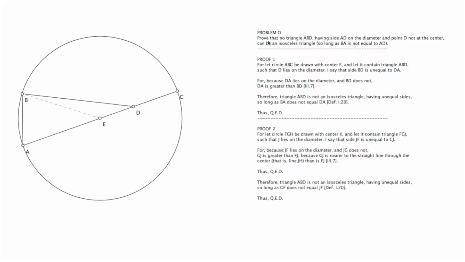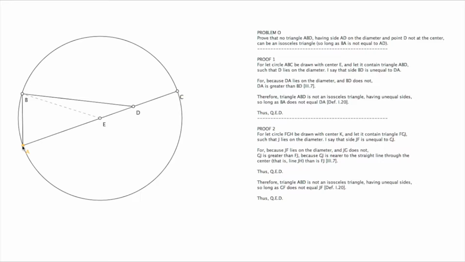And so it says, prove that no triangle ABD, having side AD on the diameter and point D not at the center, can be an isosceles triangle. Now, this is not true because this would actually be impossible to prove. And if you proved that this was impossible, then that's okay. That's a perfectly legitimate way to approach this problem, by showing that this actually can't be proven as stated. So if you did that, good for you. That was fine. But we can actually adjust this slightly and write a valid proof.